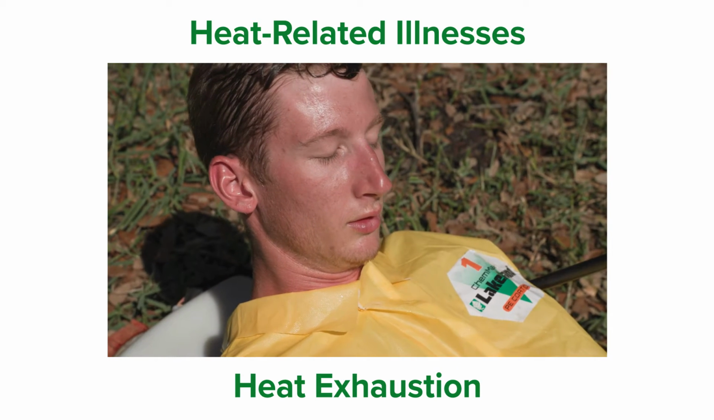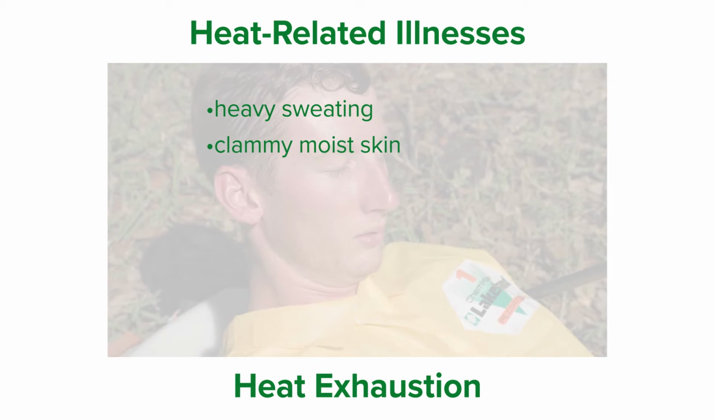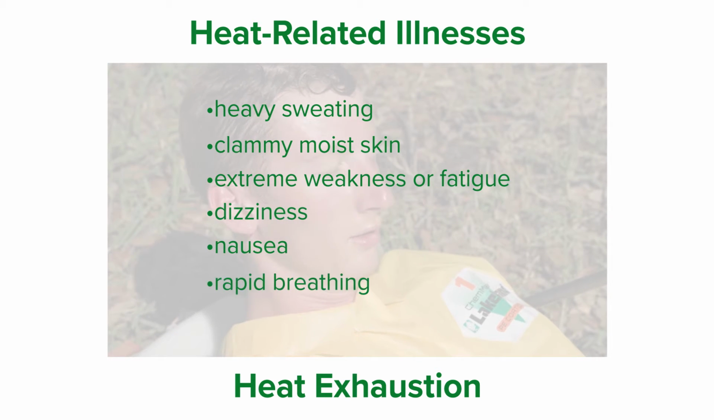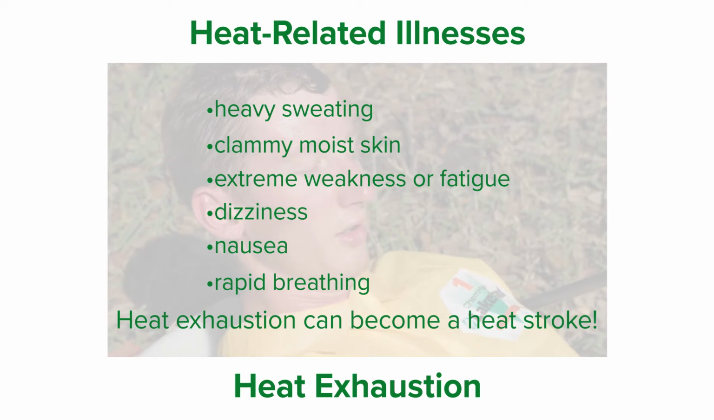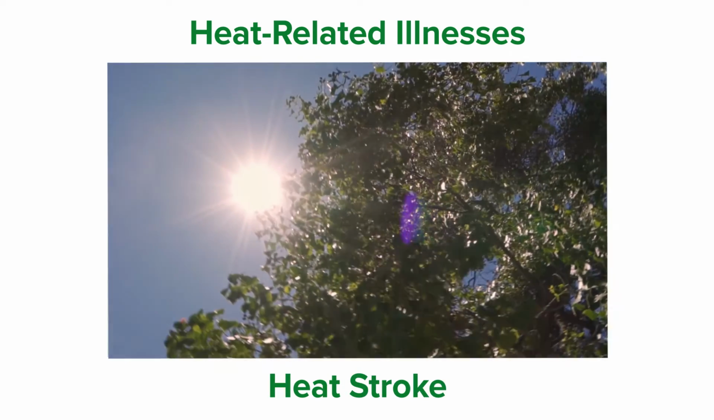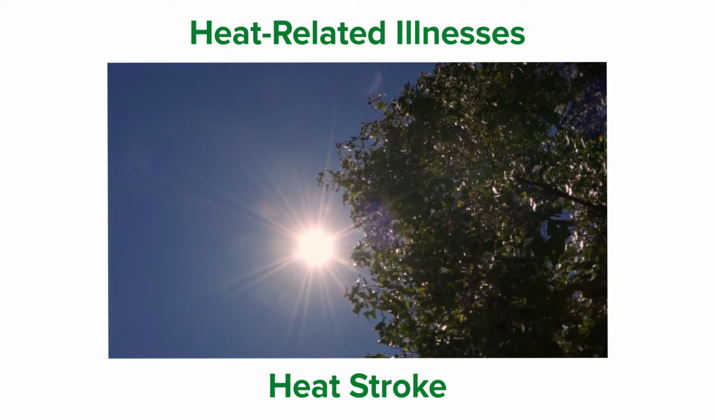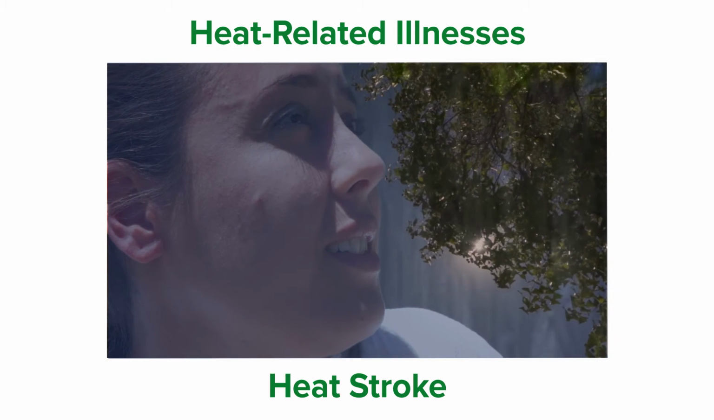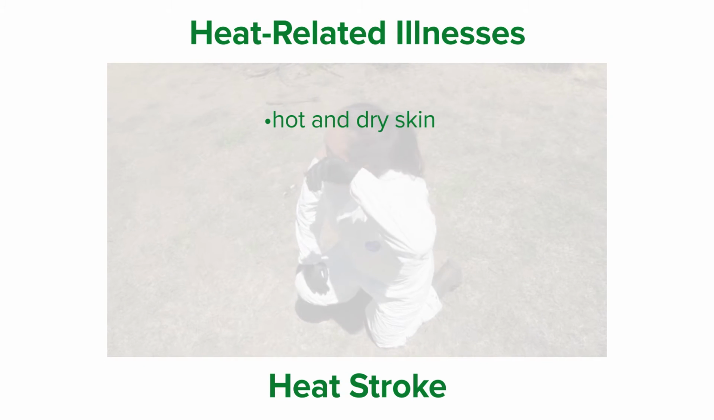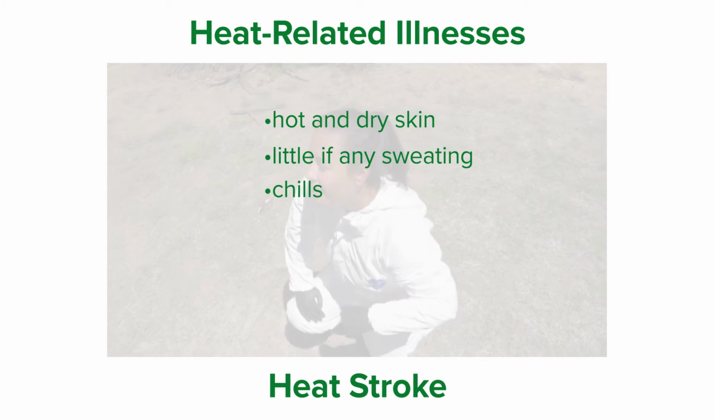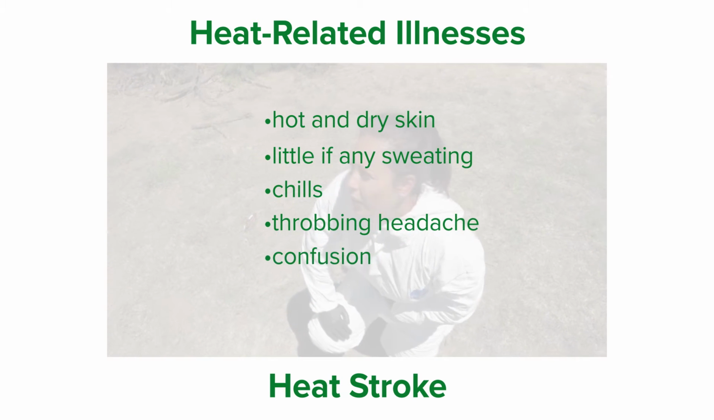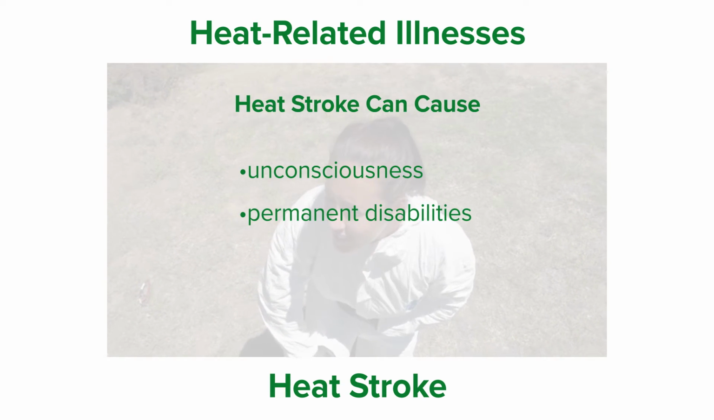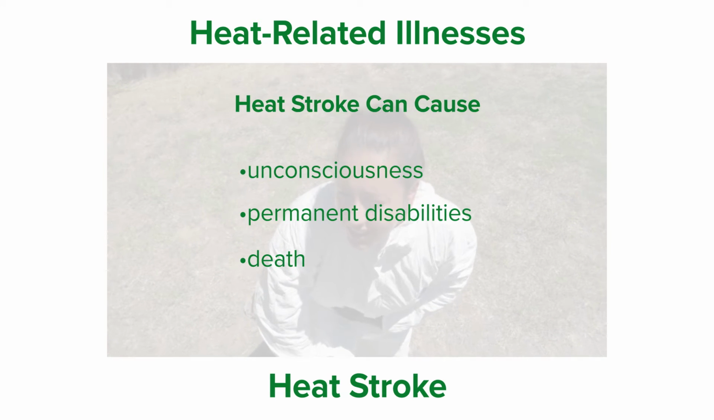Symptoms of heat exhaustion include heavy sweating, clammy, moist skin, extreme weakness or fatigue, dizziness, nausea, and rapid breathing. Heat exhaustion can become a heat stroke. Heat stroke is the most dangerous heat-related illness. This is where the body seriously overheats and cannot cool itself down. Symptoms include hot and dry skin, little if any sweating, chills, a throbbing headache, confusion, and seizures. A person can become unconscious, suffer permanent disabilities, or die very quickly from heat stroke.